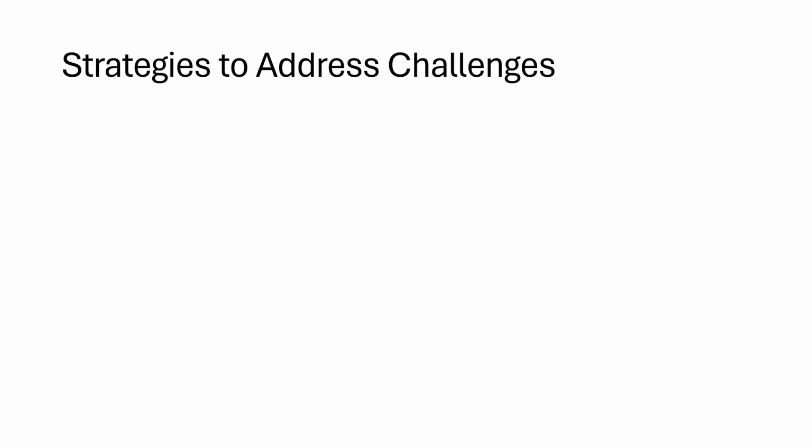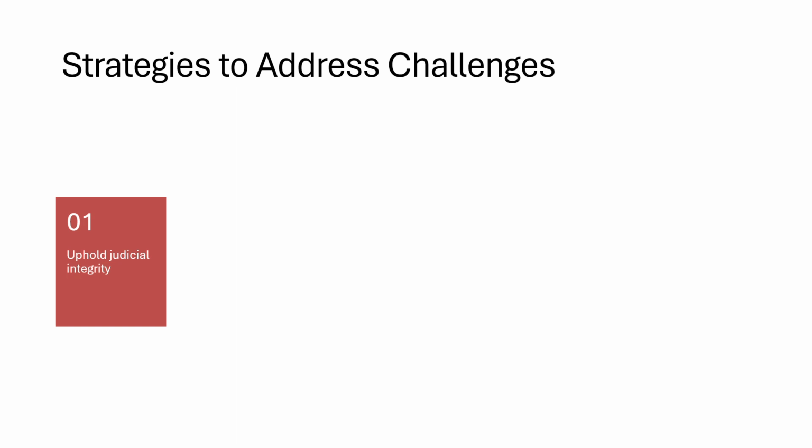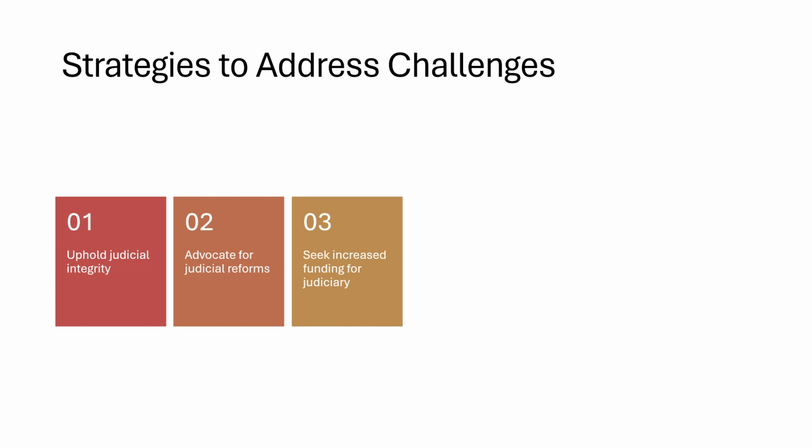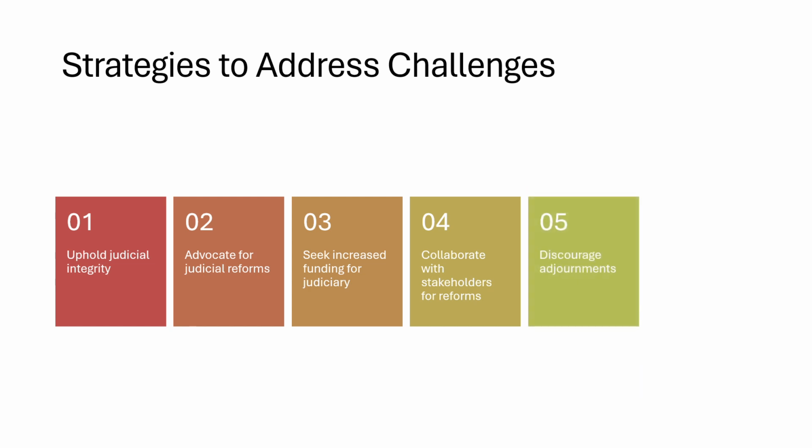That includes uphold judicial integrity and advocate for judicial independence to prevent external influences. Advocate for increased funding and resources for the judiciary to improve infrastructure and reduce case backlog. He can collaborate with stakeholders including the government and bar associations to implement reforms that enhance transparency and efficiency in the judicial system. He can implement measures to discourage adjournments and promote timely resolution of cases.